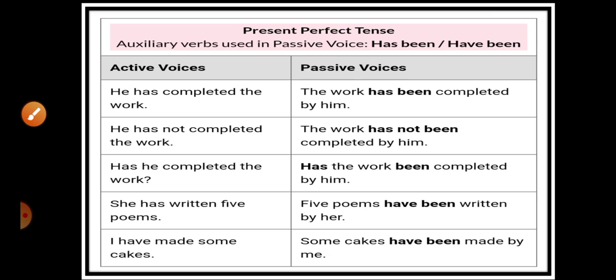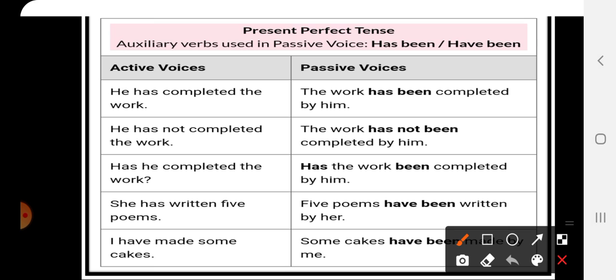Now next is present perfect tense. In present perfect tense, the auxiliary verbs that will be used are has been or have been. Has been we will use with singular subjects in passive voice, and have been we will use with plural subjects in passive voice. Let's see the first example. He has completed the work. He is the subject here, has completed is the verb, and the work is the object.